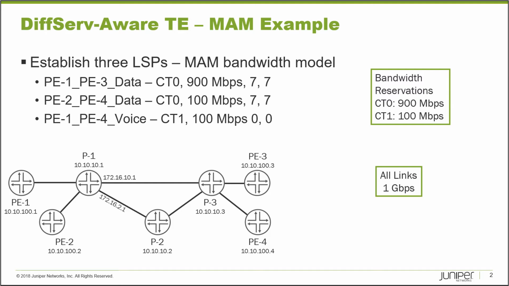And then the voice LSP, which is mapped to CT1, needs 100 megabits per second. We have 100 megabits per second available. So keep that in mind. The other thing is all links are 1 gigabit per second links. So yeah, keep that in mind as we configure this. And so let's go ahead and jump right to the CLI.